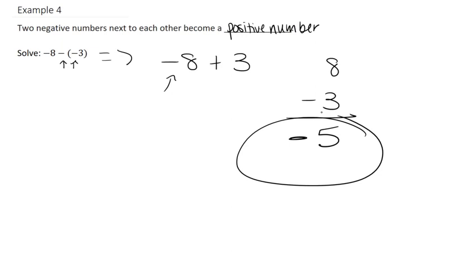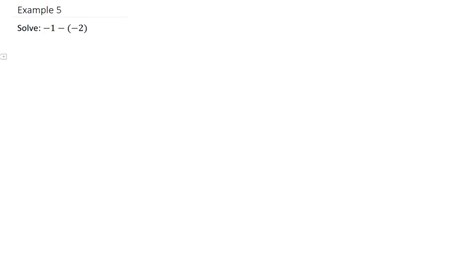Now let's go look at one last example. Example 5. Solve for the following. We have -1 minus -2. So this can be rewritten as we have two negatives next to each other. -1 plus 2. So 2 minus 1 is equal to 1. We keep the sign of the larger number, which is 2, so it's just 1.